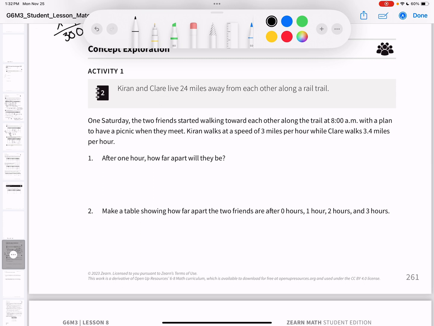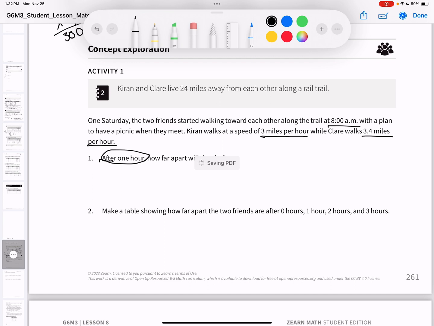Kieran and Claire live 24 miles away from each other along a rail trail. So that is a trail that used to have railroad tracks, but they don't anymore. That's what a rail trail is. One Saturday, the two friends started walking toward each other along the trail at 8 a.m. with a plan to have a picnic when they met. Kieran walks at a speed of 3 miles per hour, while Claire walks 3.4 miles per hour. After 1 hour, how far apart will they be?